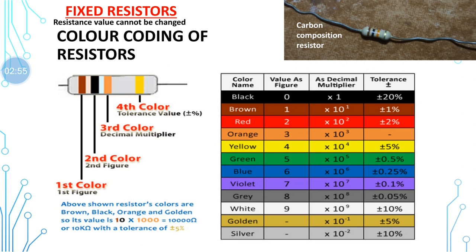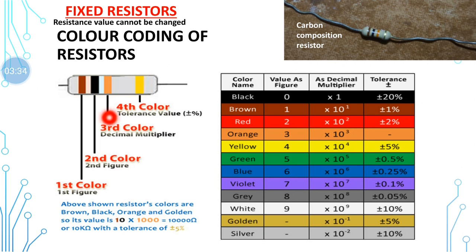Over here, you can see there are colors brown, black, orange, and gold imprinted on the resistance. So in this color coding, the first band is brown, the second is black, the third is orange. According to the chart, the brown value is 1, and for the second band, the black value is 0. So you write down the first band as 1 and the second band as 0.